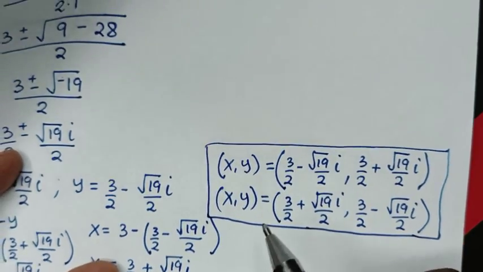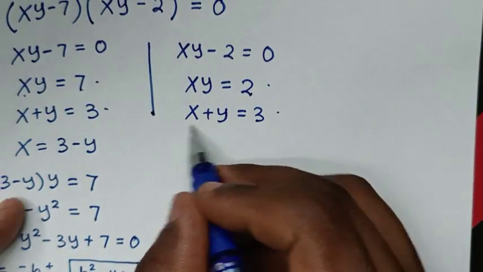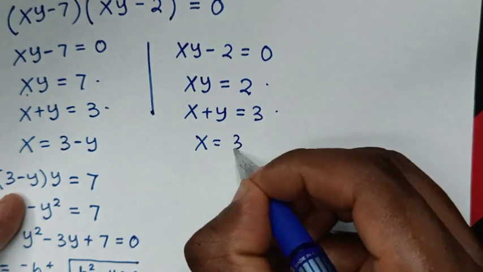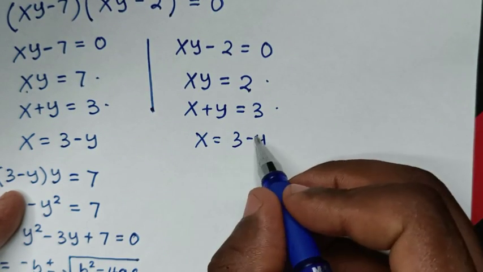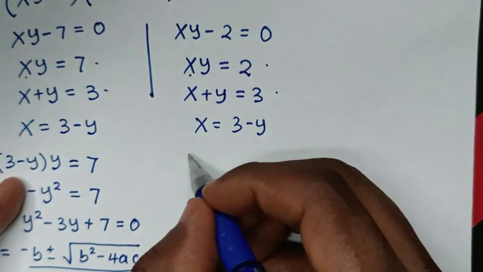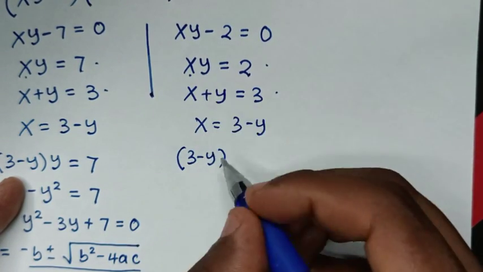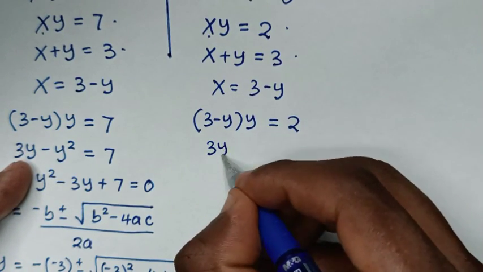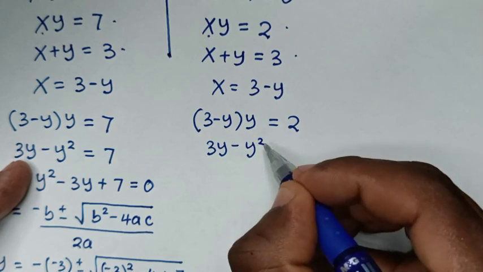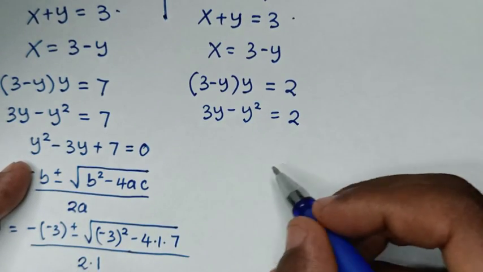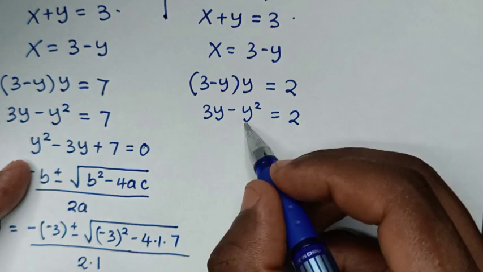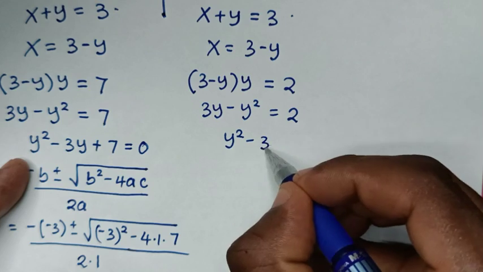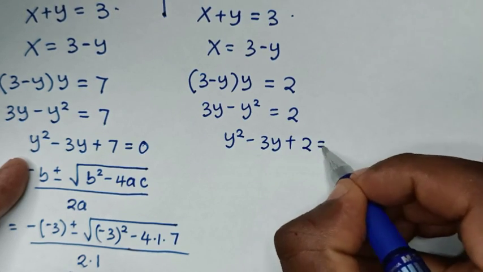Now for the second solution, we take y to this side, so x is equal to 3 minus y. We substitute the value of x, which is 3 minus y, into here. So it will be (3 minus y) times y is equal to 2. Then this is 3y, this is negative y square, equal to 2. Then we take this to this side, so it will be positive y square, minus 3y, then plus 2 is equal to 0.